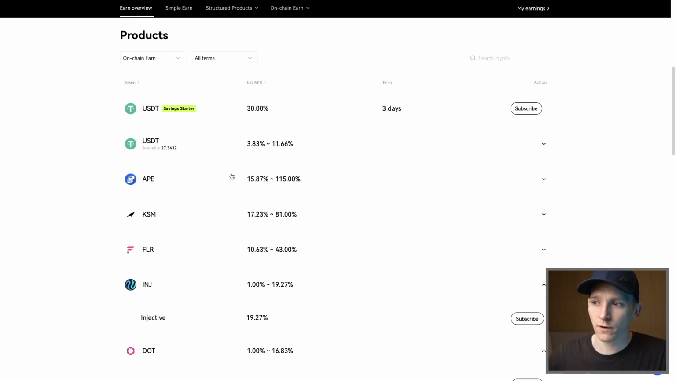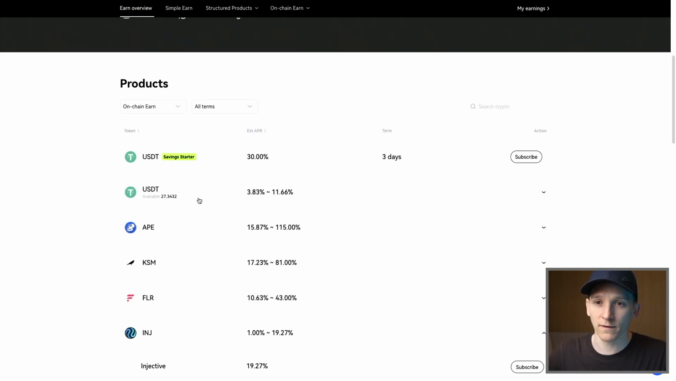Now, most of these products don't run for a year, and some of the interest rates are variable over time. So we have to consider that and factor that into any decisions that we make about what we want to invest. The main way to invest here is using Simple Earn.